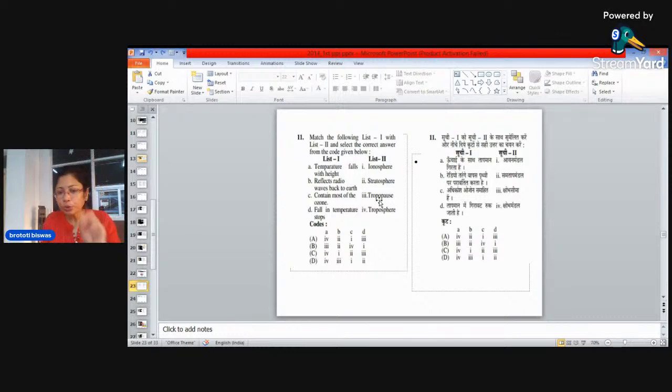So you must know these things. In the troposphere, what happens? Temperature falls with height. Then after the troposphere what comes? The tropopause comes, where the temperature fall stops. After that, what is there? The stratosphere, where the maximum ozone is there. That is why we have the ozonosphere there. After the stratosphere what do we have? The ionosphere. So if you know this, then you will be able to answer this question.